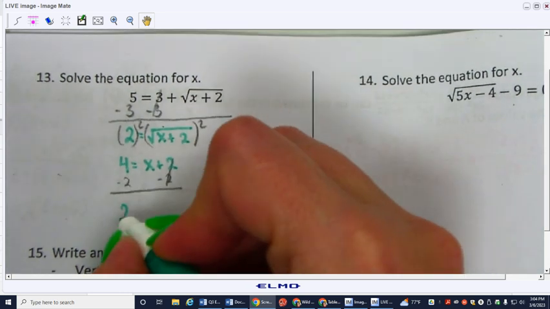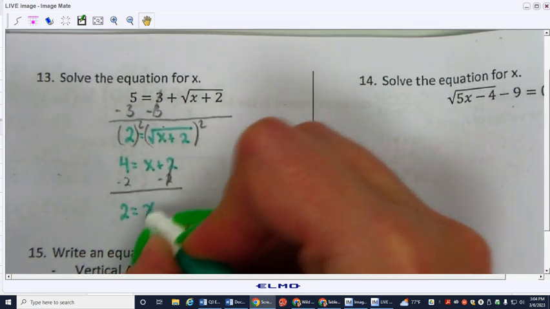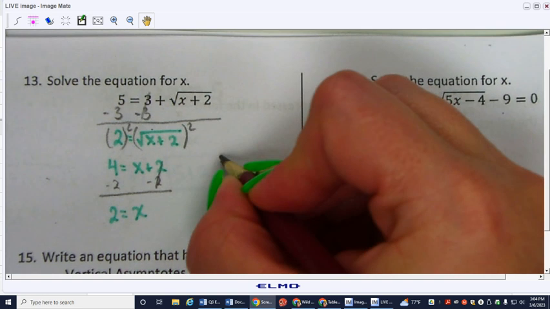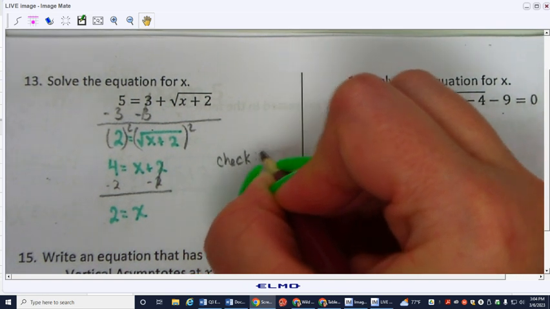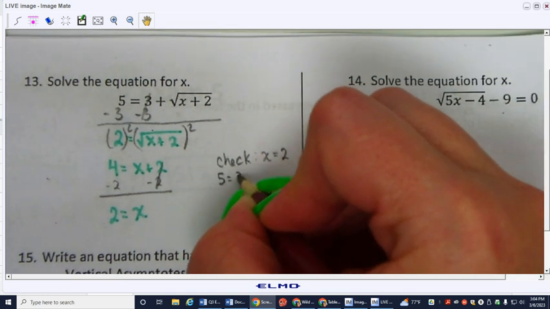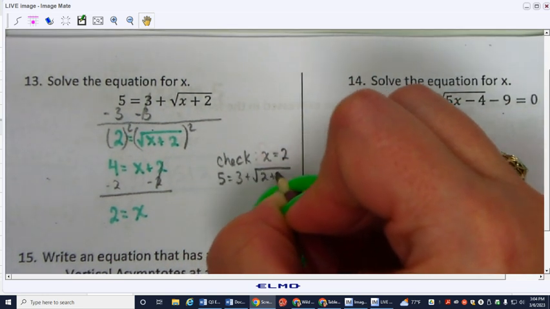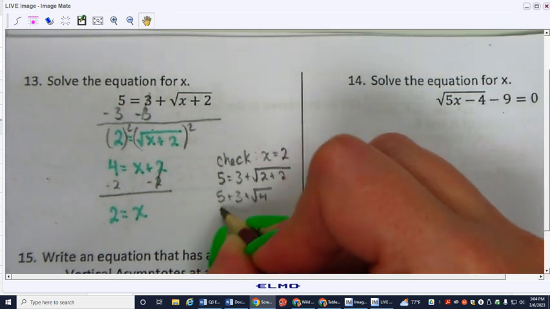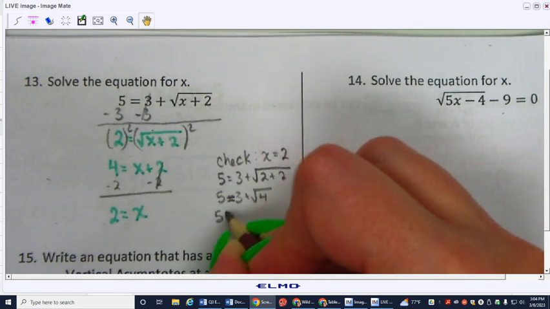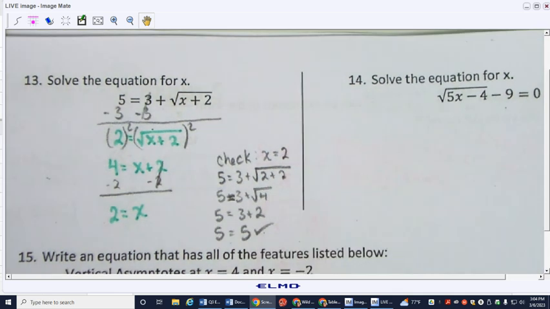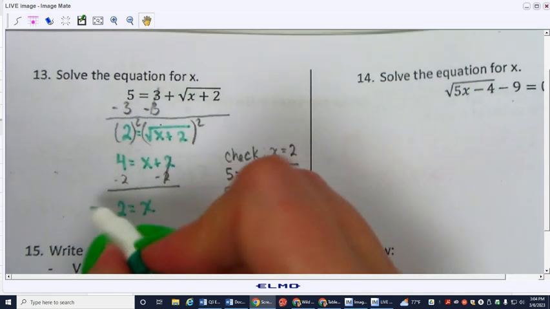And 2 equals x. Now, before we put a box around it, remember your square root equations can have extraneous solutions. So we just need to double check. Check that x equals 2 really does work in my equation. So 5 equals 3 plus the square root of 2 plus 2. 2 plus 2 is? Square root of 4 is? And 3 plus 2 is? 5. Yay! So x really does equal 2.